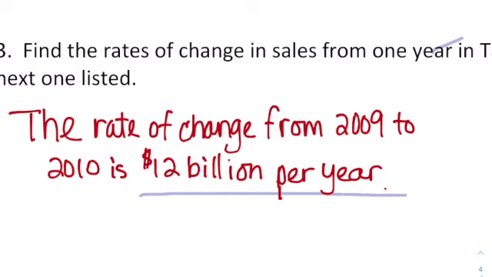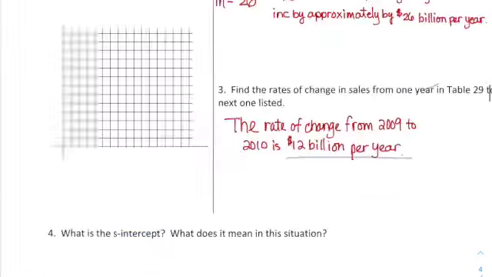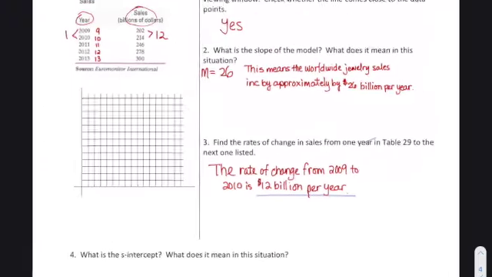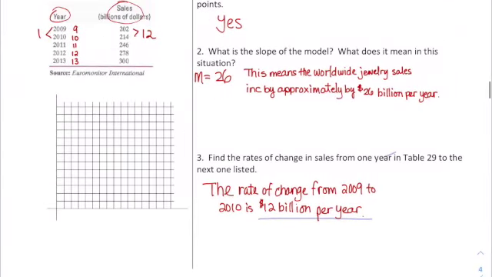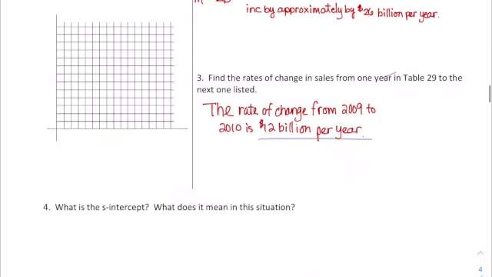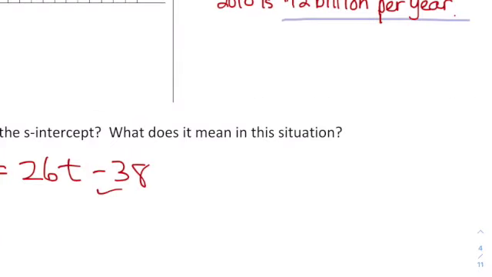Okay, next question. What does the S-intercept mean? Well, let's think about it. S-intercept is when they start at year 0 because that's your X. And that is going to be 0, negative 38. Now, how do you have negative 38, Ms. Wiesman? Well, remember your equation is S equals 26t minus 38. And therefore, the negative 38 is your y-intercept or s-intercept.